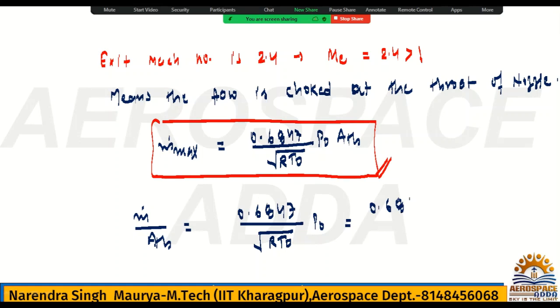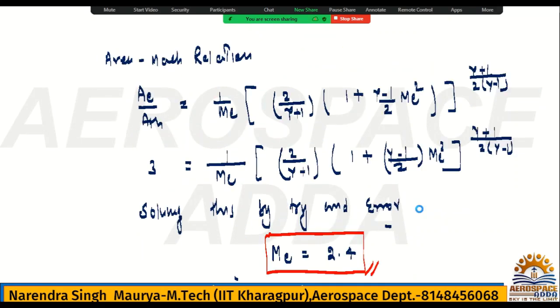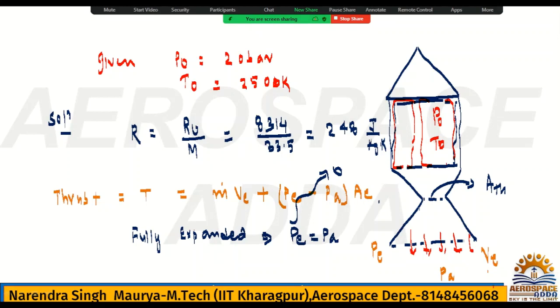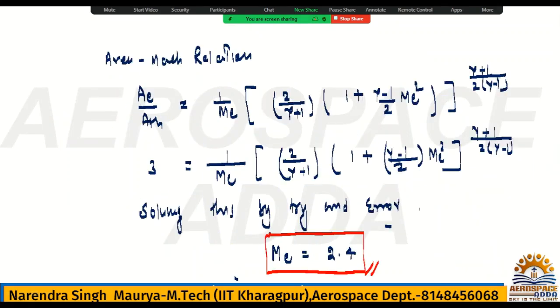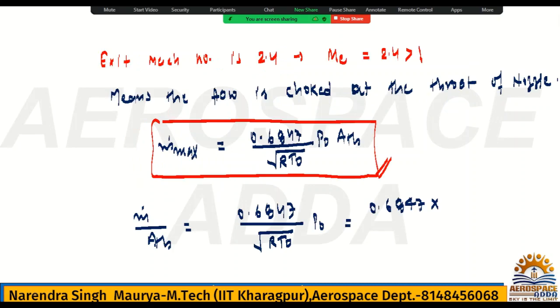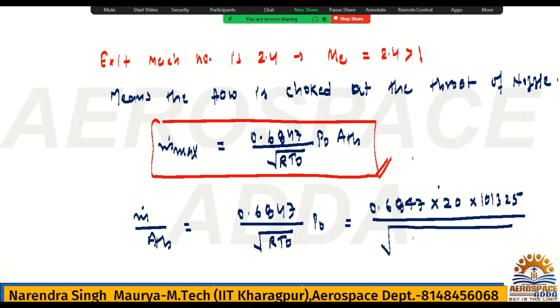In the starting it was given, I think it was 10 bar. No? Check in the problem. P naught was 20 bar. Sorry, 20 bar, so we need to write 20 bar here. P naught is 20 bar, times 101325 per 1 bar, and R was 248, and T naught was 2500. We'll calculate this and then cross-check.